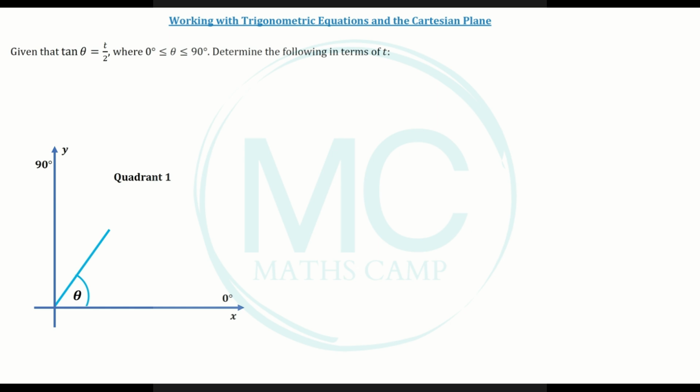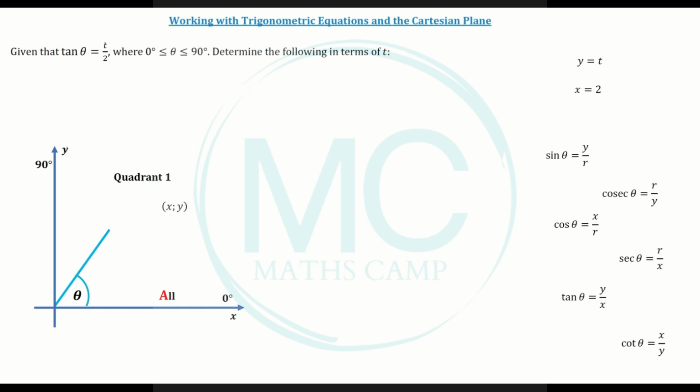In quadrant 1, all points have a positive x-coordinate and a positive y-coordinate. All of the trigonometric ratios will be positive in this quadrant as well. Let's make a note of our sine, cos, and tan ratios, as well as their reciprocals, cosec, sec, and cot. Now, tan theta is equal to y over x. In this case, the question tells us that tan theta is equal to t over 2. This means that in this example, y is equal to t and x is equal to 2.